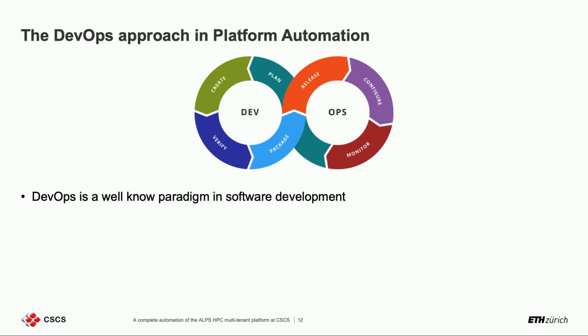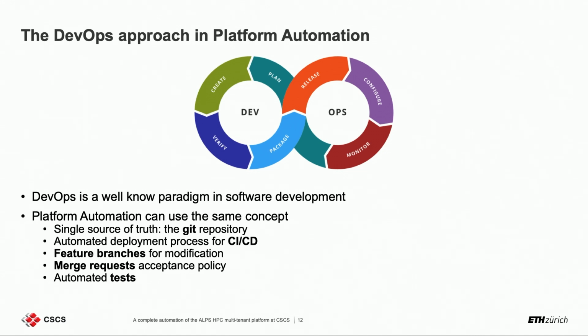Now, DevOps is a well-known software paradigm to develop and deploy applications in a continuous way. How do we apply this to a platform and to a deployment on a vCluster? By following these concepts: a single source of truth as the Git repositories, where we have vServices and vClusters managed by Git; an automated process using pipelines to deploy everything on the nodes; and a management of changes based on feature branches and merge requests integrated with automated tests.